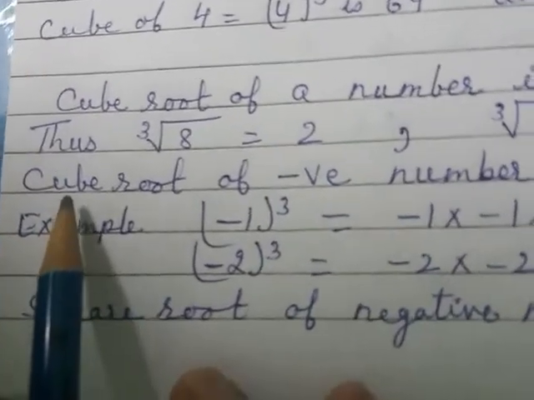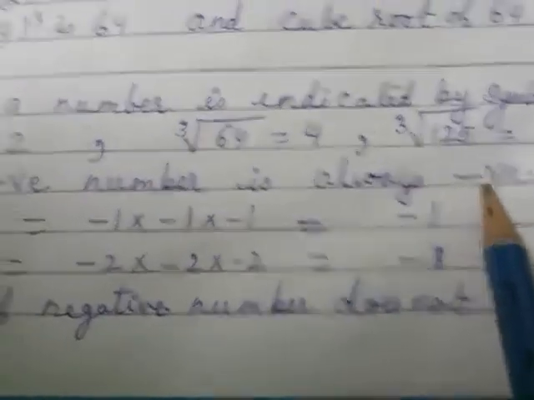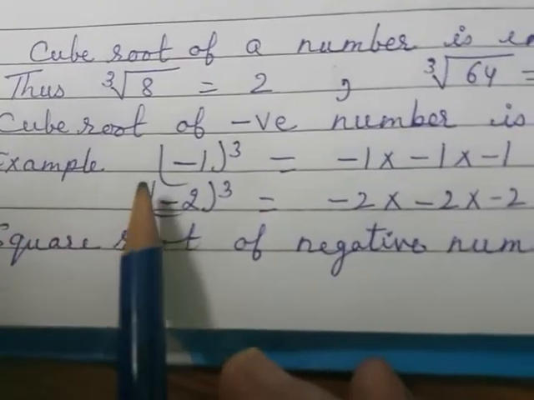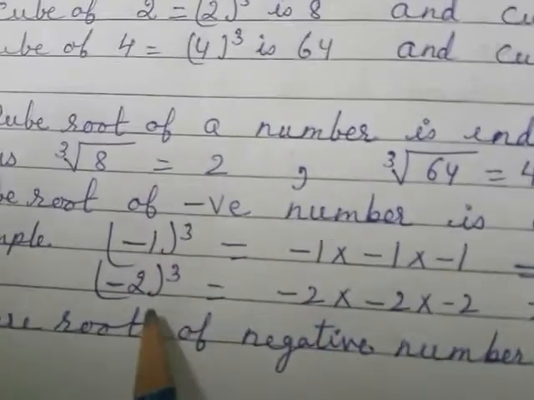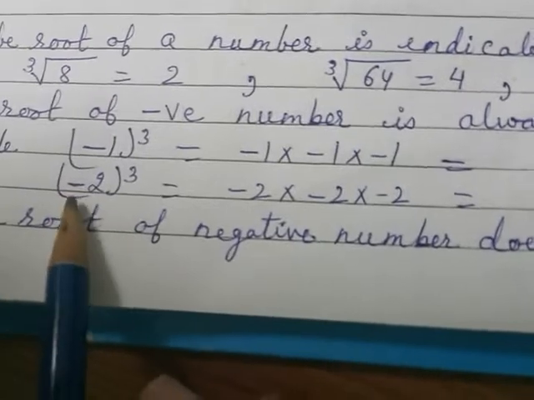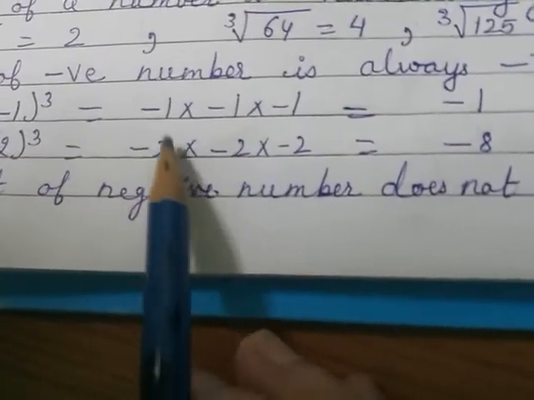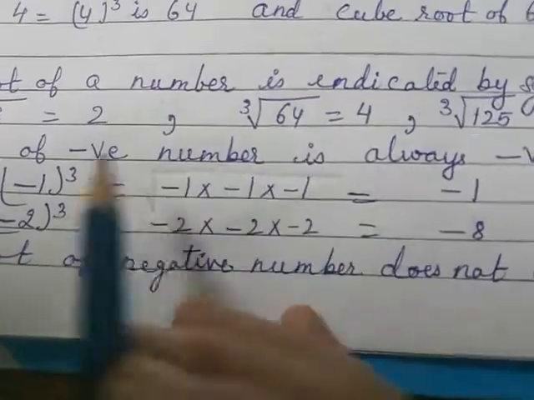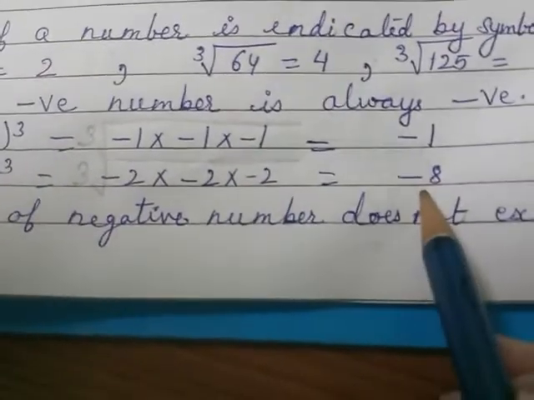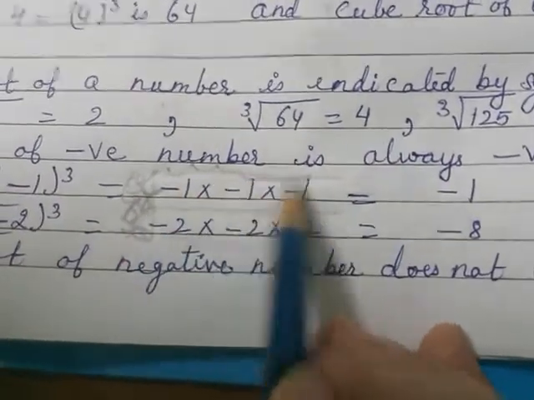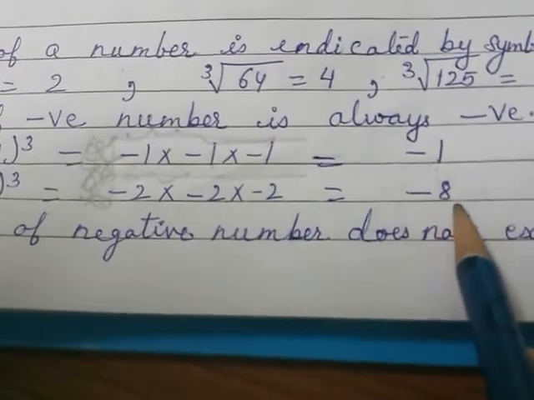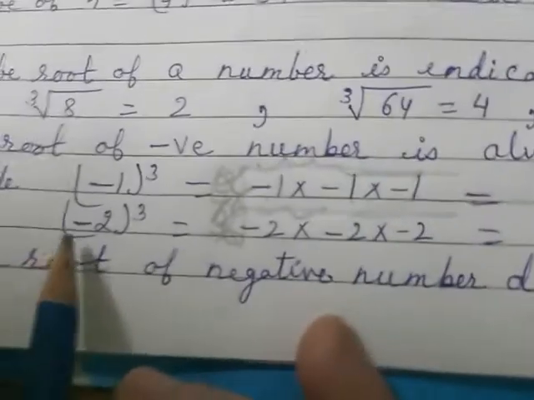Now, a very important thing, children, is that the cube root of a negative number is always negative. If the number is negative and we are finding its cube root, that will always be negative. Example, minus 1 raised to power 3. Minus 1 into minus 1 into minus 1 gives us minus 1. In the same way, minus 2 into minus 2 into minus 2, its cube is minus 8. And if we find the cube root of this minus 8, it will be minus 2.